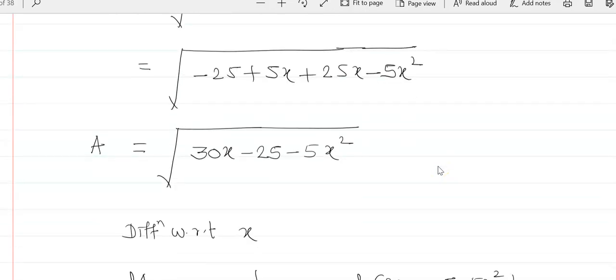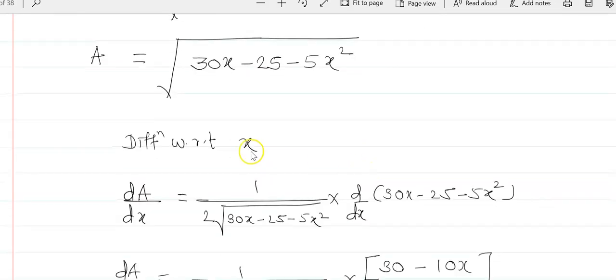Therefore, A is equal to root of 30x minus 25 minus 5x squared. Now differentiate this with respect to x. dA upon dx is equal to the derivative of root x, which is 1 upon 2 times root x. In the same manner, here it is 1 upon 2 times root of 30x minus 25 minus 5x squared, into the derivative d/dx of 30x minus 25 minus 5x squared.